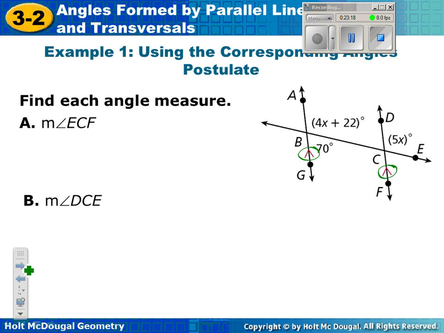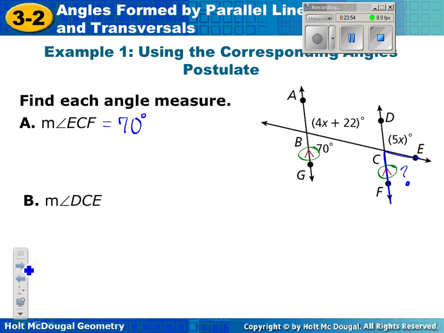Okay, so find each angle measure. We want to find ECF. So ECF, we're looking for this angle right here. It's what? 70. How did you know it was 70? Okay, so on your homework, I'm going to make you be very specific, okay? And I'm going to be very picky because the next section we're getting ready to do is going to include proofs. So in this section, I want you to explain how you know, and when you explain, I want you to use the postulate or the theorem name, okay? So ECF would be 70 degrees.